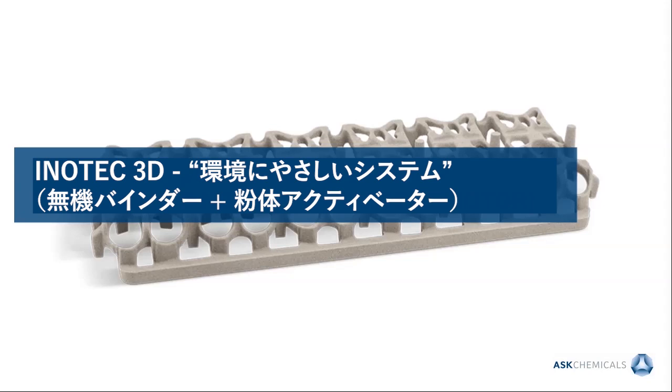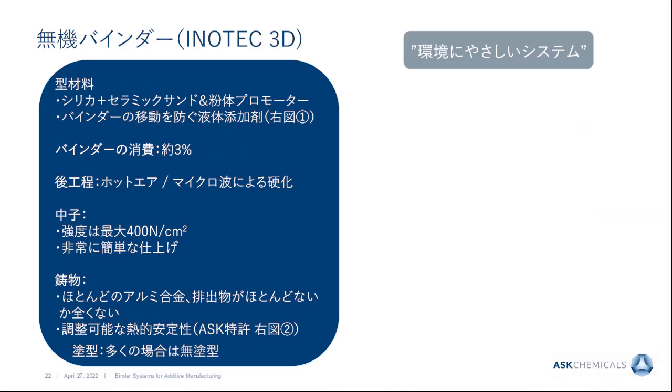The third system I would like to introduce is the Inutec 3D. This is an inorganic binder system, which is not combined with a liquid activator, but with a powder promoter. The molding mixture, very similar to Novaset 3 RP, is mostly silica sand, but ceramic sands can also be used. And the powder promoter has to be incorporated into the sand as well. A liquid additive is optional for this system, but it doesn't function as a hardener. It functions as an optimizer for binder migration.